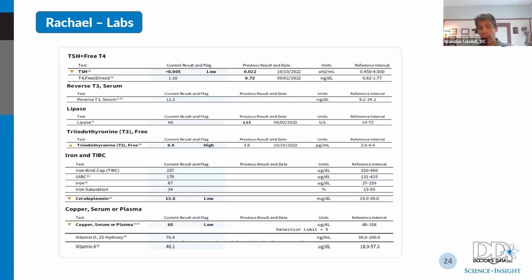So giving her copper isn't necessarily going to jumpstart her thyroid, but always remember to check your copper, to check your micronutrients, to see if that's part of why someone's thyroid is not functioning well.